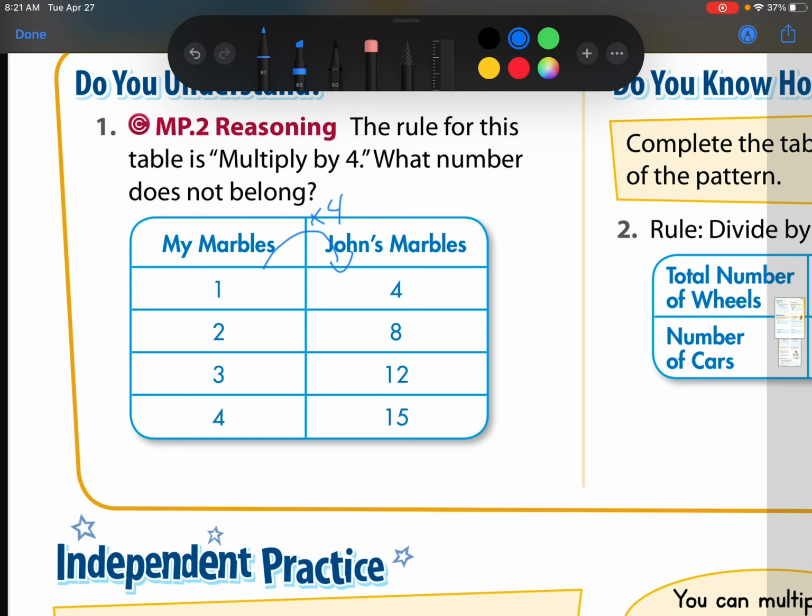So 1 times 4 is 4. 2 times 4 is 8. 3 times 4 is 12. So this last one is probably one that doesn't belong. 4 times 4 is not 15. It should be 16. So the number that does not belong is 15.